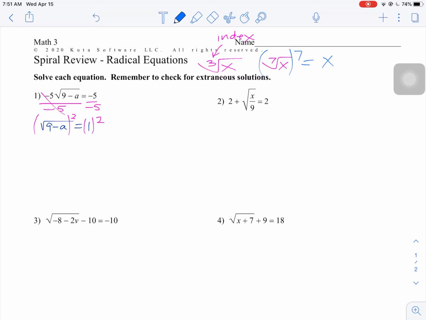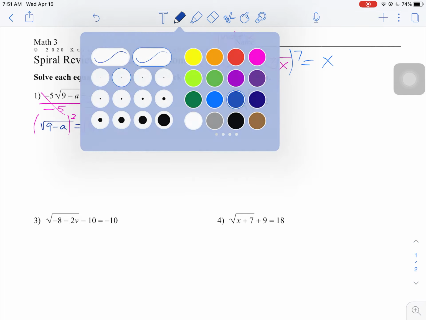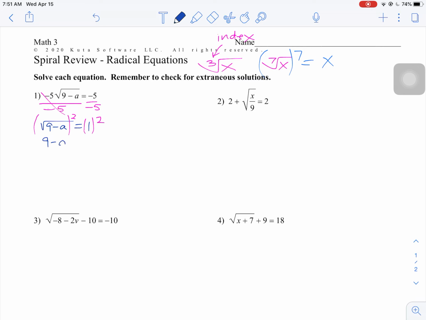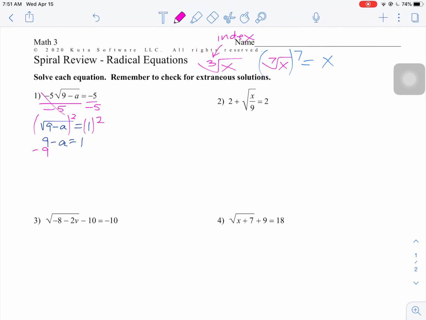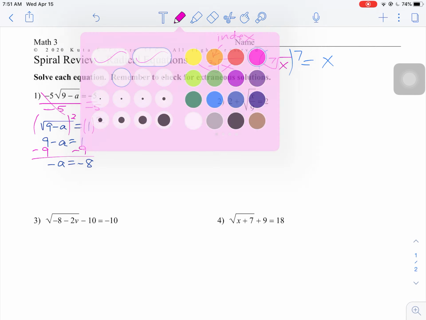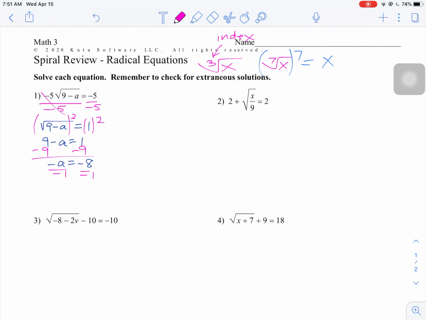Back on the problem we were working on, the square root and the square cancel each other out. So you're left with 9 minus a equals 1, because 1 squared is just 1. And then we want to solve like normal. So subtract 9 from both sides: -a equals -8. Divide by -1, divide by -1, and a equals 8.